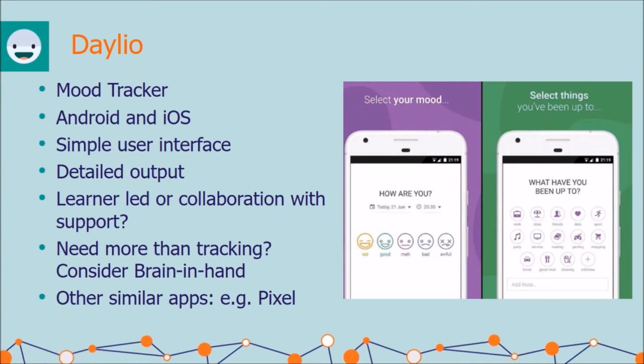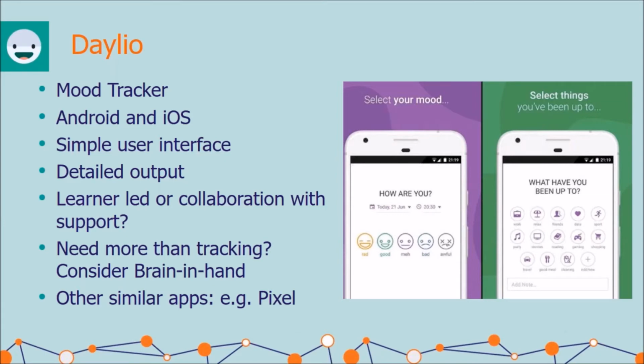So the next one is to do with mental health, really. Mental health is a very big issue, and I know that lots of colleges have learners with these kinds of needs. So Daylio is an example of a mood tracker. It's available on Android and iOS, has a really simple user interface, which is what's made it stand out to me over some of the other ones.